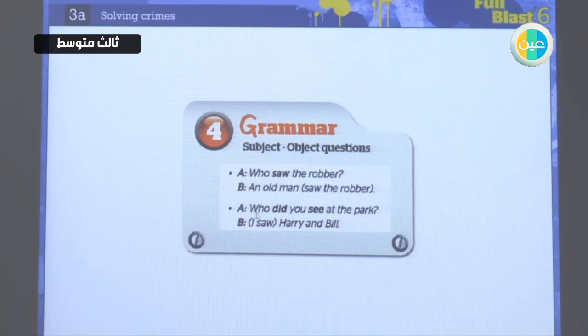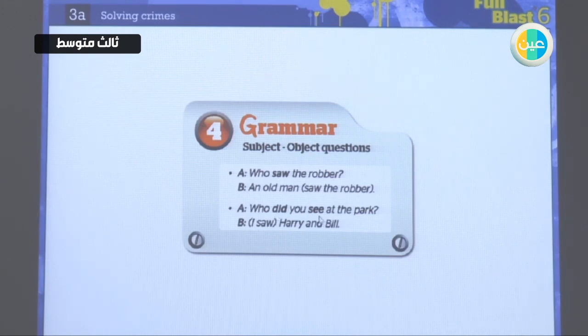While if we are asking about the object of the verb, like in the second question, who did you see at the park? I saw Harry and Bill. So here, I is the subject, Harry and Bill are the object. We're asking here about Harry and Bill, about the object of that verb. So if we are asking about the object, we should use the auxiliary, did, plus the verb. And of course, the verb would be in the infinitive form.